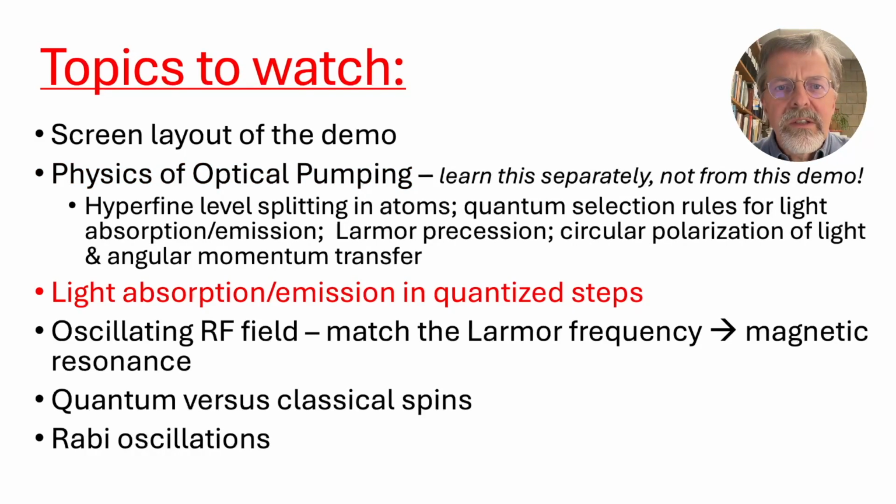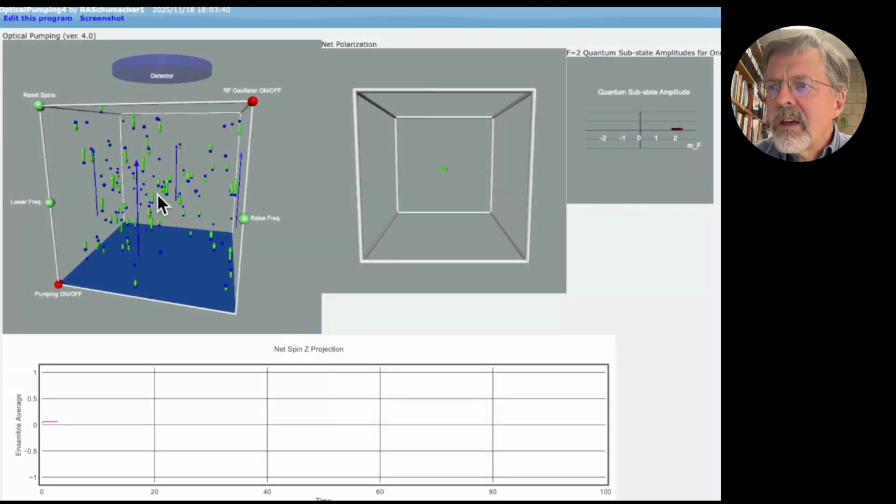So first, let's look into the question of light absorption and emission in quantized steps. That's what's going to lead to this phenomenon of optical pumping. So here we are. I have turned off the light down here that is shining onto these atoms, and I did that by clicking this button that says pumping on and off.